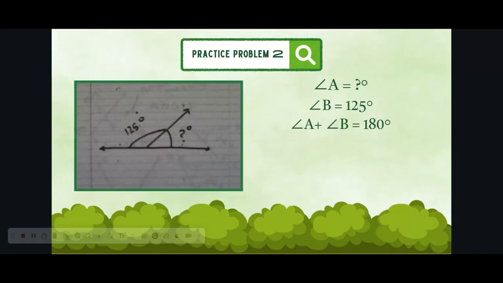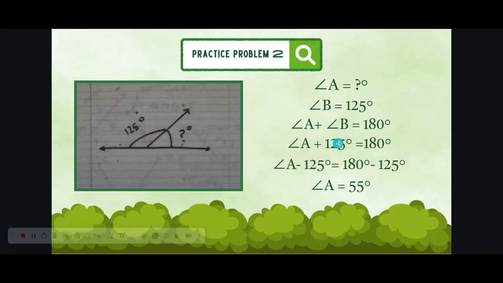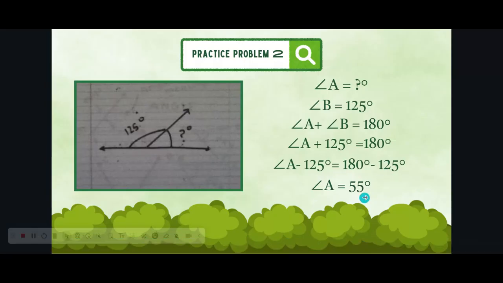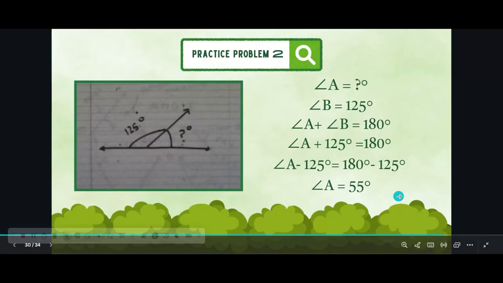Angle A plus angle B equals 180 degrees. So angle A plus 125 degrees equals 180 degrees. We saw that by substituting angle B's value in that equation. So subtracting 125 degrees on both sides, angle A minus 125 degrees equals 180 degrees minus 125 degrees. So angle A equals 55 degrees. Now let's see if this is right or wrong. We can check our work back into the equation. So 125 degrees plus 55 degrees equals 180 degrees. We know that this is right.